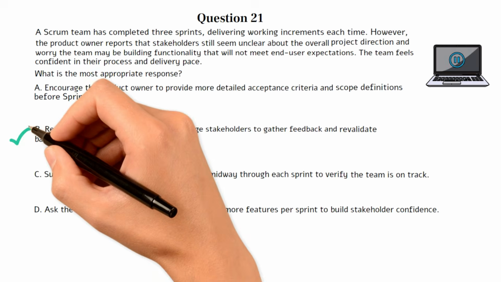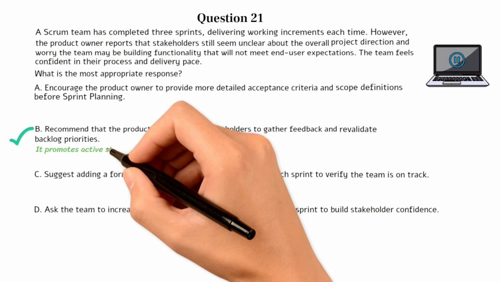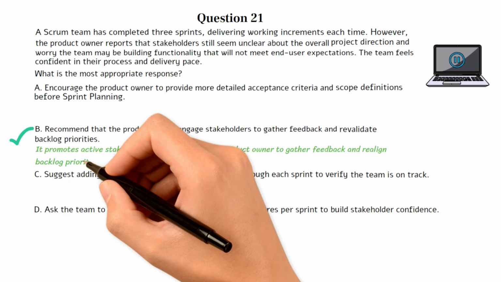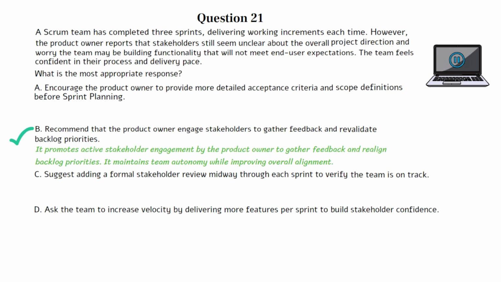The correct answer is B. This question is testing your ability to assess how Scrum supports transparency, stakeholder engagement, and feedback-driven iteration. Even when a Scrum team is delivering working software, stakeholders may still feel disconnected if the feedback loop isn't strong enough. The best way to fix that isn't more documentation or speed, it's more meaningful collaboration. Choice B encourages the product owner to actively reconnect with stakeholders, gather feedback, and use that insight to refocus backlog priorities. It respects team autonomy while strengthening alignment.